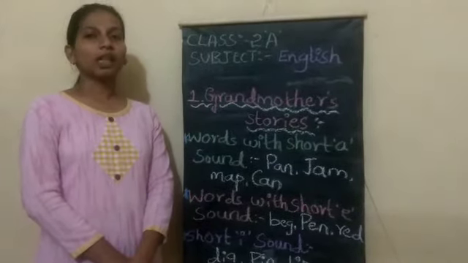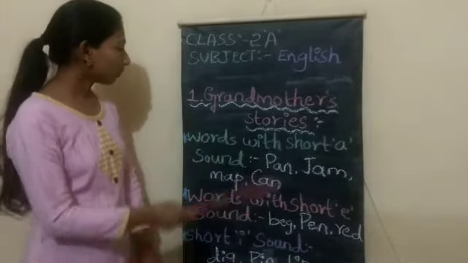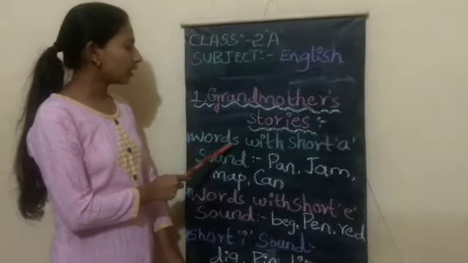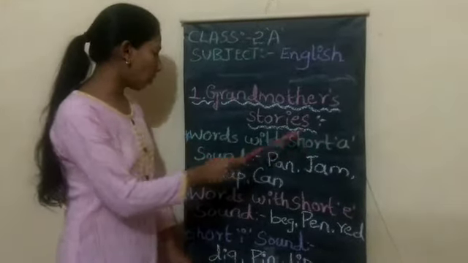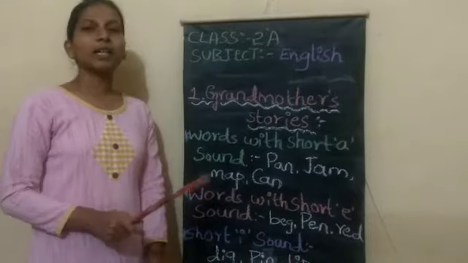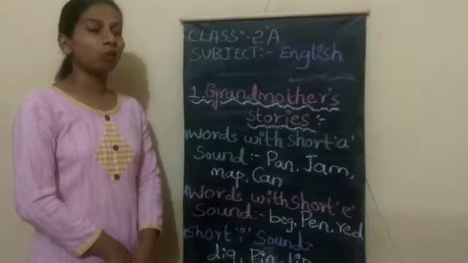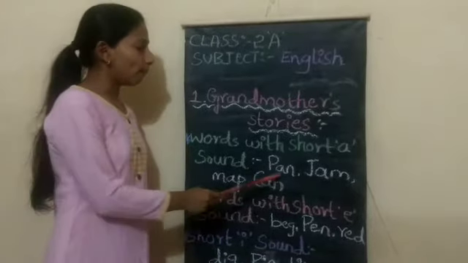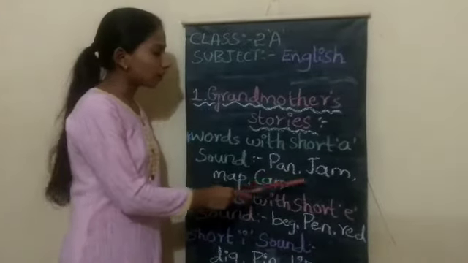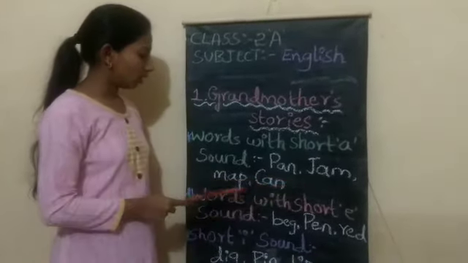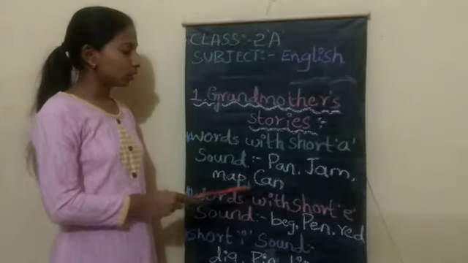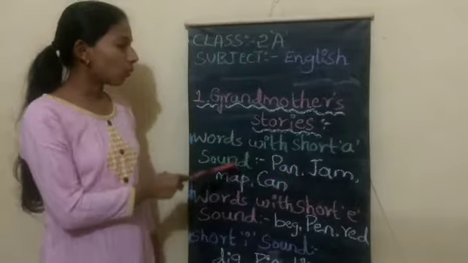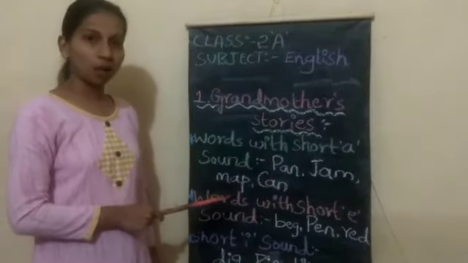Before going to that lesson, we will dictate some words here. See here. These are the words with the short A sound. There will be a sound of A while you are spelling these words. See here. Pan, jam, map, can. Okay. These are the words with the A sound.